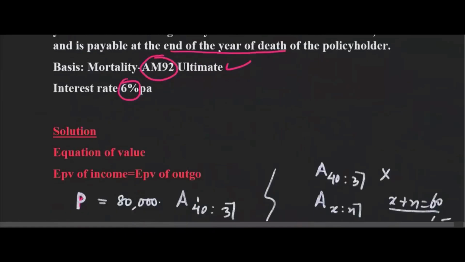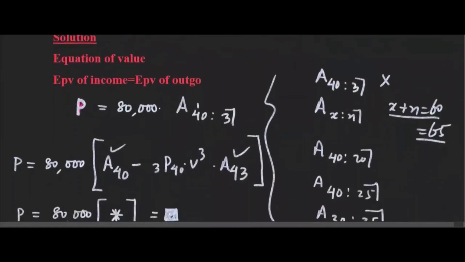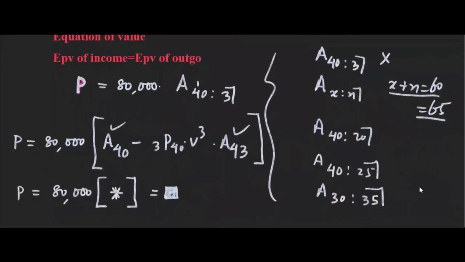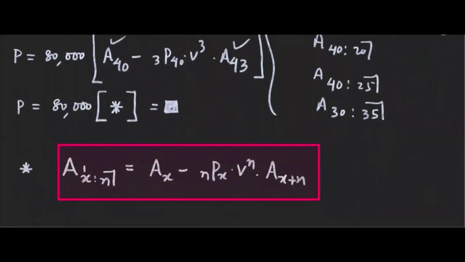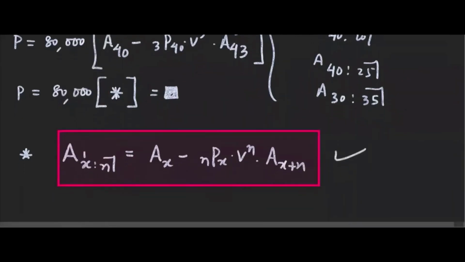However, if x plus n is not 60 or 65, here 40 plus 3 is 43, so you cannot see the table to find this value. In that case, you should use this formula. If you want, you can use this formula all the time, irrespective of whether x plus n is 60 or 65 or not. This formula is true for all values of x and n. You need not worry.